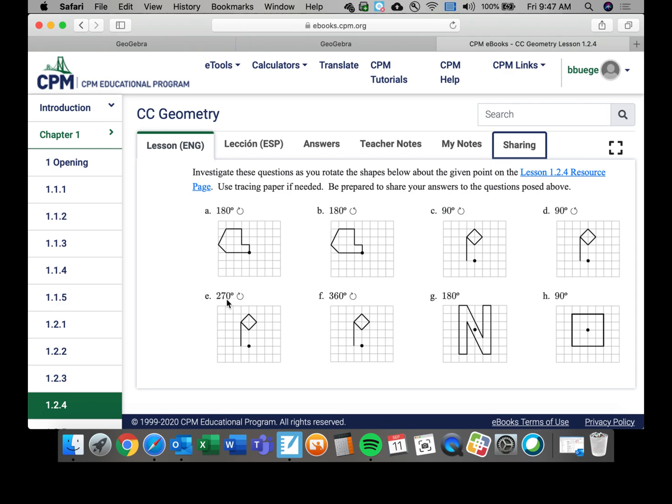270 degrees, keep in mind, is just 3 90 degree rotations. So you'd rotate it once 90 degrees, then you rotate it again 90 degrees, and then you rotate it a third time 90 degrees. Okay? And 360 is just 4 90 degree rotations. So that's always what we're going to think about. When we do a rotation, it's going to be some multiple of 90 degrees. Okay?